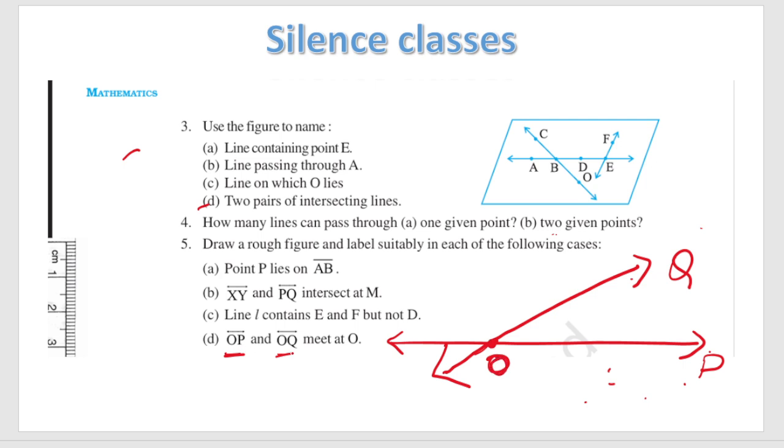We put the point over here and write O, because O is common in both of them. It is a line because it has an arrow on both sides. We write OP over here also, and put the point over here and write OQ and P over here also. So they meet at O. You can check it out: Q is meeting at O and P is also meeting at O. I hope you guys understood.